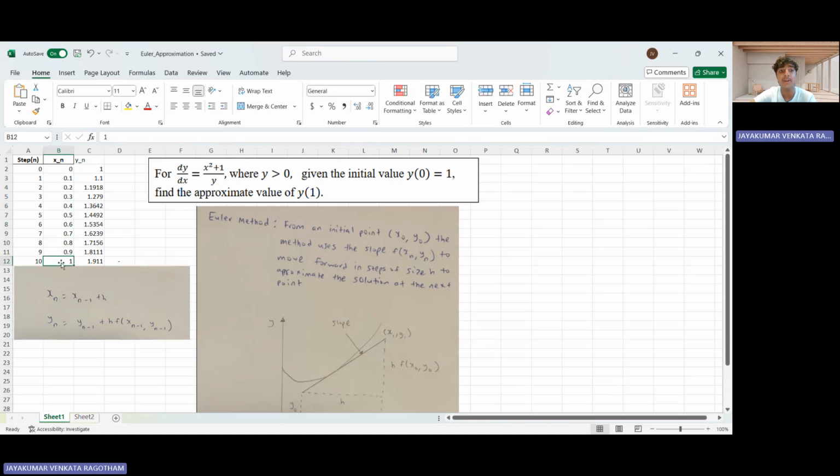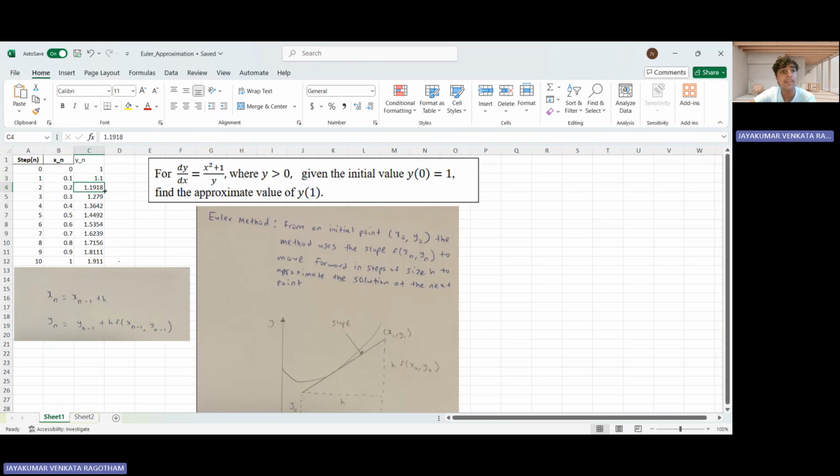Why did I stop at 1? Because that's what they're asking me to find. Because when x is equal to 1, that's when we can approximate the value of y1. So for yn, what I've done is I've used this formula over here. yn equals yn minus 1 plus h, which is the step size, multiplied with f(xn minus 1, yn minus 1). This part over here basically means that you have to take the previous two values for x and y and sub it into the dy/dx in order to find the next y.